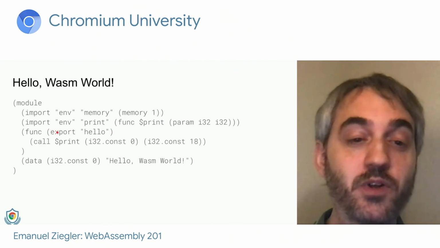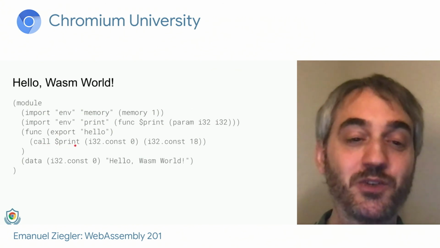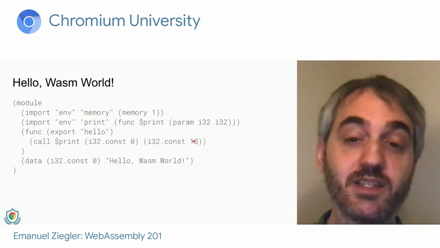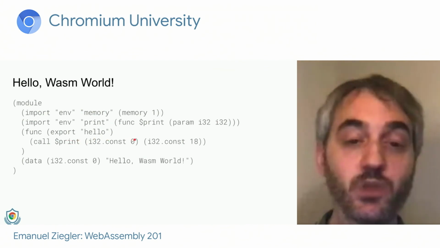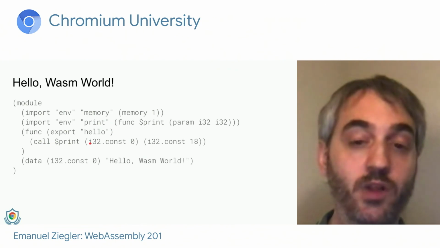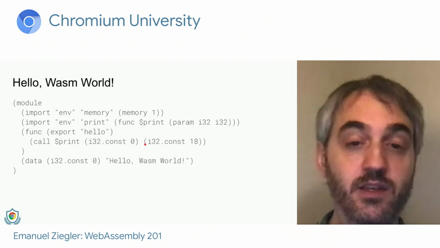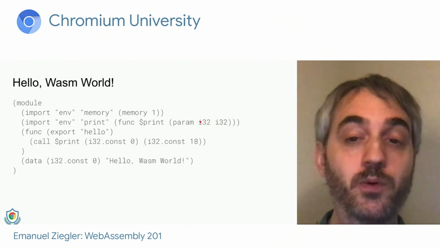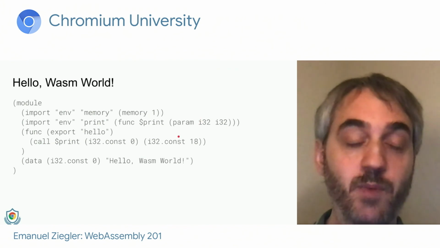And this exported function will actually not do much. It will just call the print function with the 2 parameters that are, in this case, hard-coded. So what this expression will do, it will put an i32 constant with the value 0 on the stack, then put an i32 constant with the value 18 on the stack, and then call the print function, which takes 2 parameters. So it will pop these 2 parameters from the stack and pass them as function parameters.